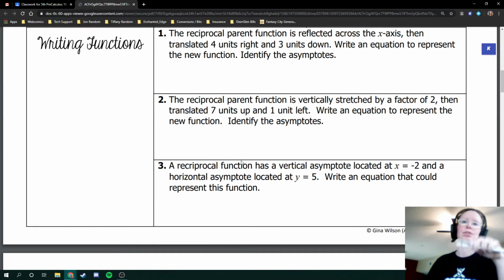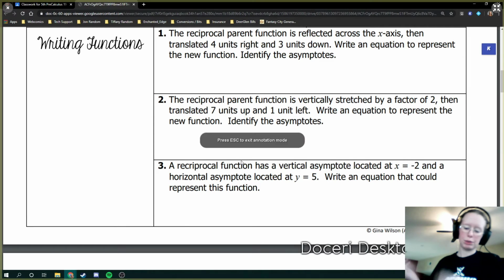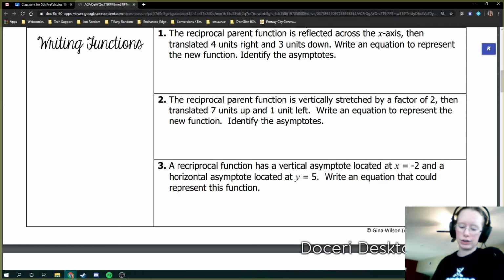Writing, we'll do one of these, maybe two. We'll do the first and the last one because they're different. A reciprocal parent function reflected across the x-axis, translated 4 right and 3 down. Write the equation. Tell me the asymptotes.